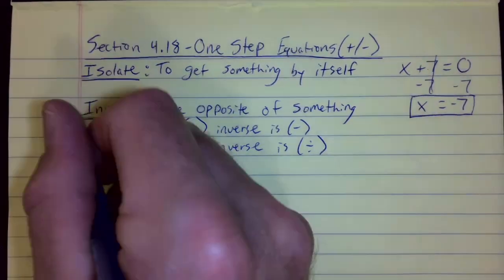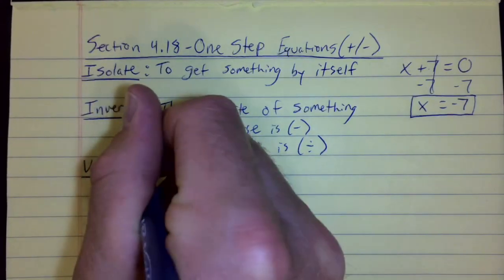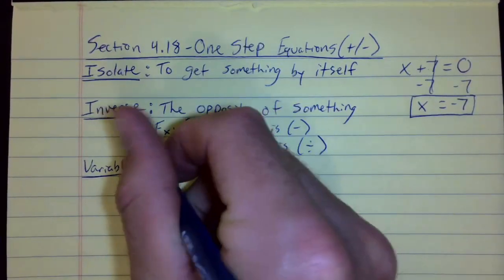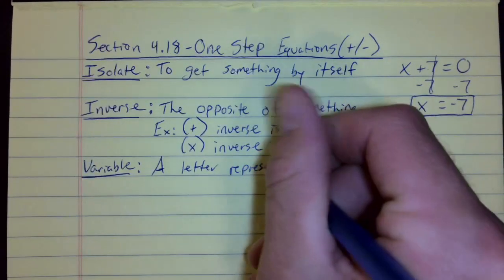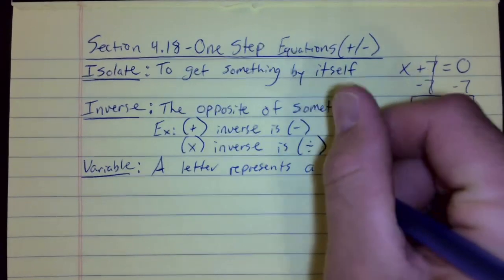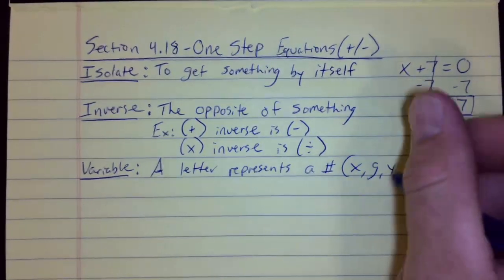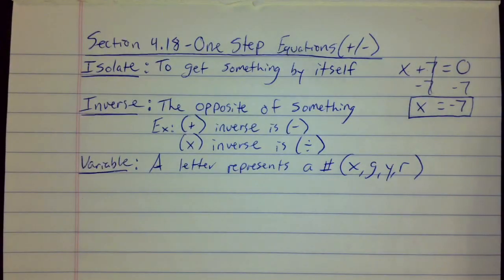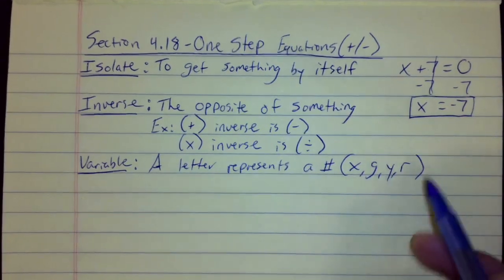So we also, of course, always need to know what a variable is. A variable is a letter that represents a number, such as x, g, y, and r. Those are all variables. These can all represent a number.